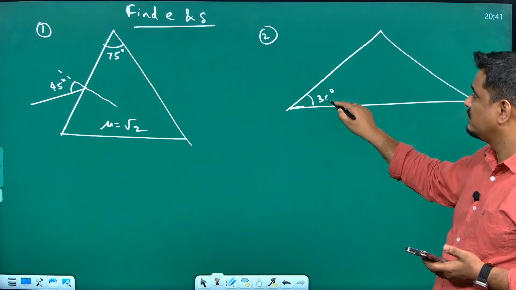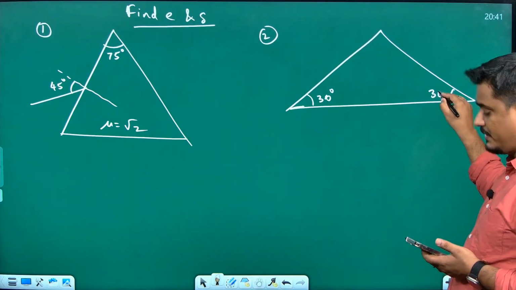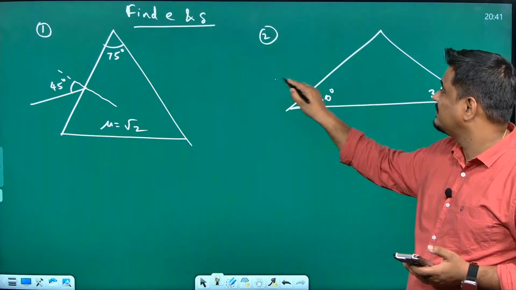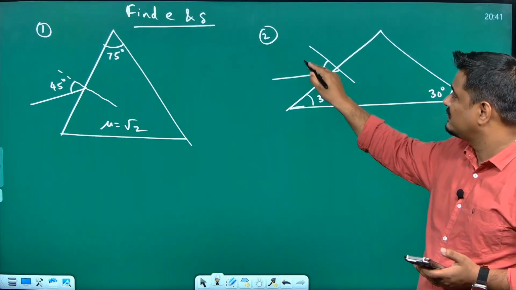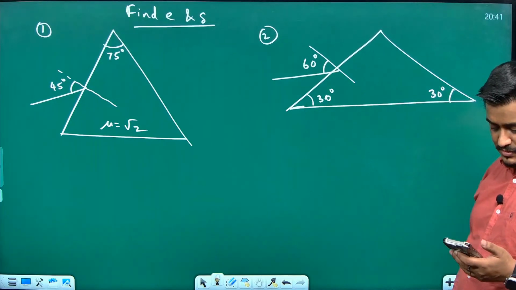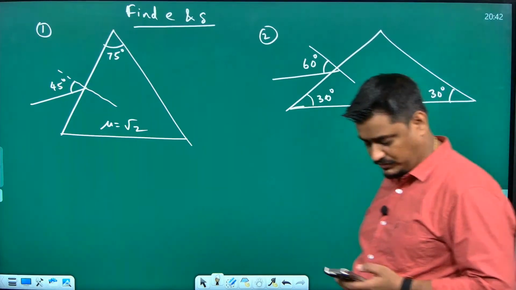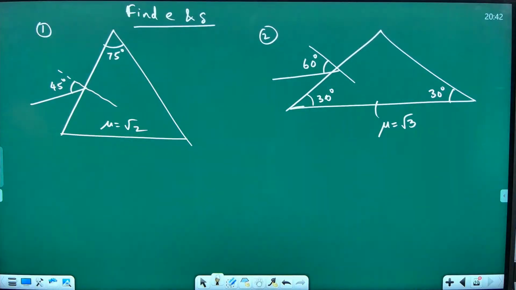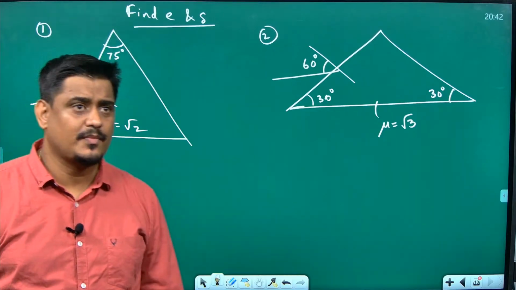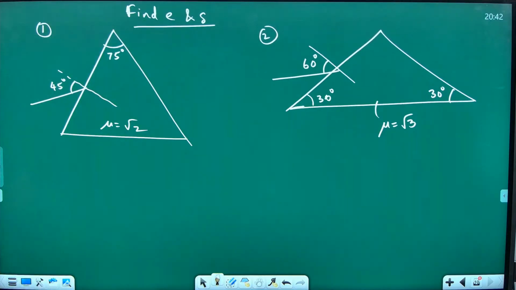30°, 30°, 60°. Refractive index is √3. Right. Solve both the questions. You have to tell me what is the angle of emergence and angle of deviation. In both the cases, solve and find the angle of emergence and angle of deviation. Make it fast, please.